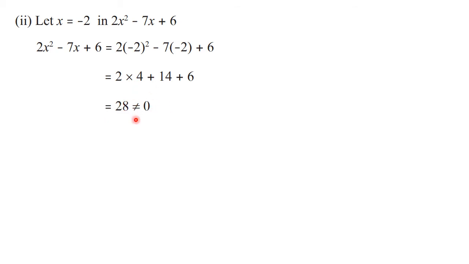Which is not equal to 0. That means it is not equal to the right hand side. We know that for a root, the value should be 0. We have seen that the value of the polynomial should be 0, and only then is that value a root or solution of that particular equation. Here, since this 28 is not equal to 0, we are getting a number other than 0. So what we can say is x is equal to minus 2 is not a solution or root of the given equation. In this way you are going to check it. Let us go further now.